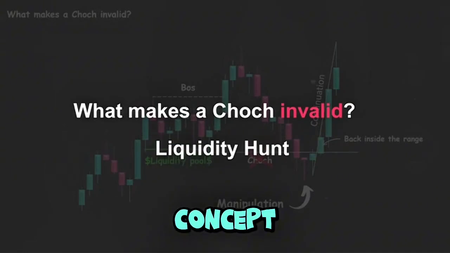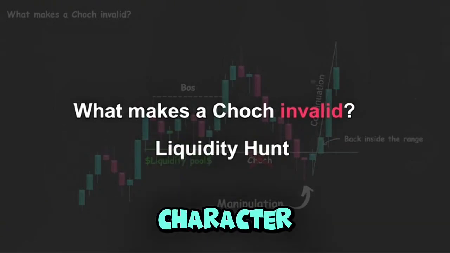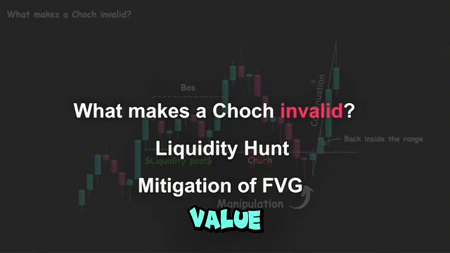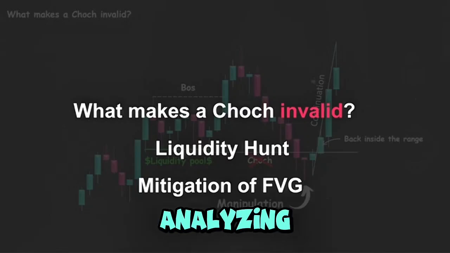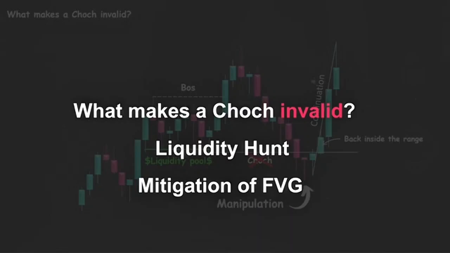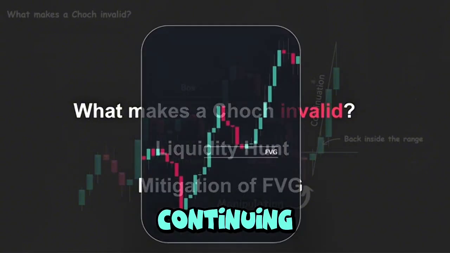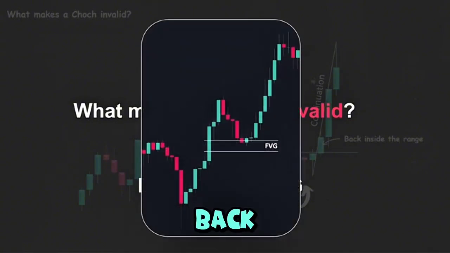Let's talk about another concept that can also invalidate a change of character: the mitigation of fair value gaps. As a smart money trader, identifying FVGs should be one of the first steps you take when analyzing a chart, because these zones often act as magnets for price. In most cases, before continuing its trend, the market pulls back to fill these gaps. This is why FVGs are critical zones to watch. They're most effective on intraday timeframes, such as the 4-hour, 1-hour, or even smaller timeframes.